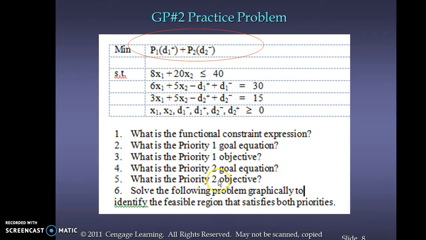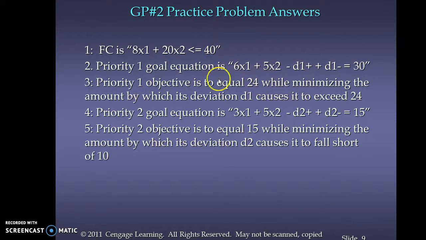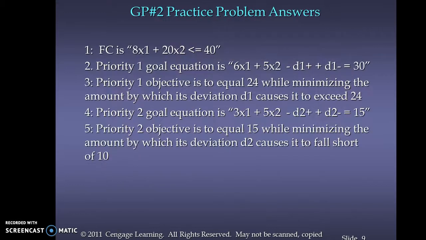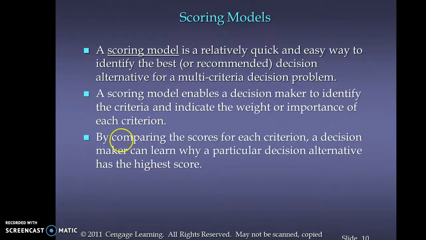Question 5, what's the priority 2 objective? Priority 2 objective is to equal 15 while also minimizing the amount by which its deviation variable, D2 minus, causes it to fall short of 15. And again, why fall short? Because you've got the negative symbol up here. If that had been a plus up there, you would say it causes it to exceed 15. Again, those are the answers here. Okay, so let's go on.